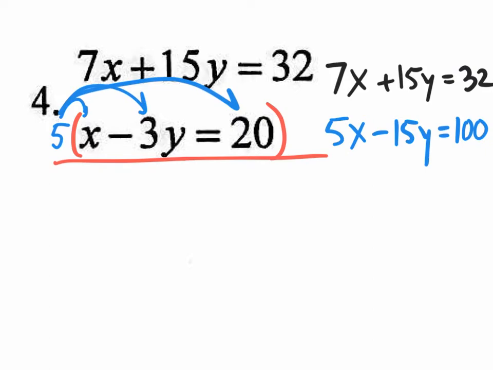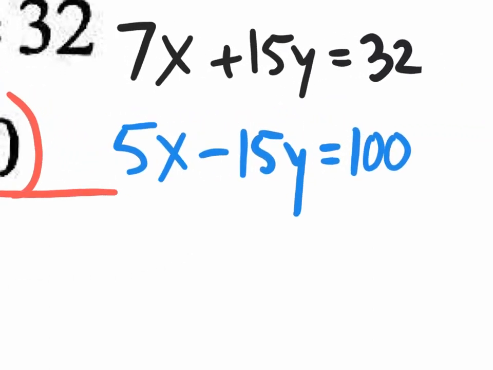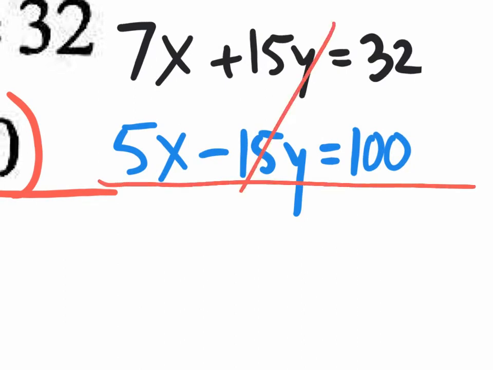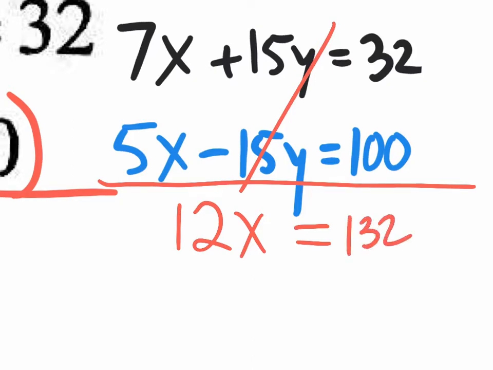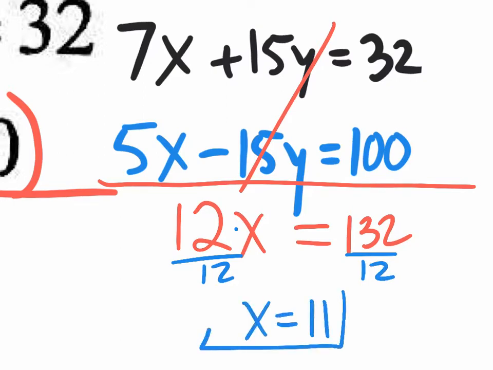But now I could take a look at this new modified system and I could combine the lines. The y's cancel. 7 plus 5 is 12, and we're talking about x's. The equal sign comes down, and 100 plus 32 is 132. So if we were to divide by 12, you got the answer? 11. Okay, so you did get the answer 11 for x.